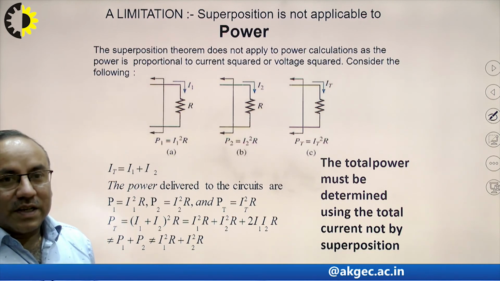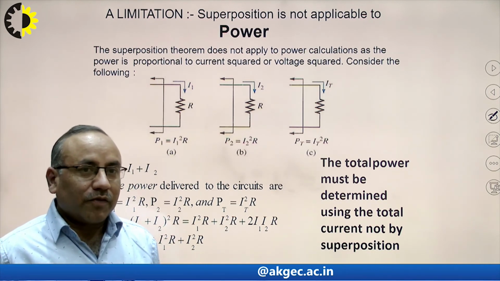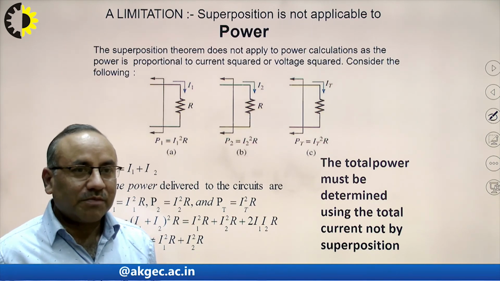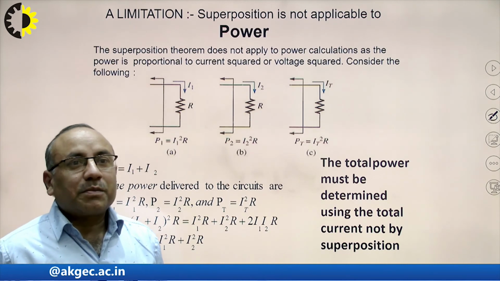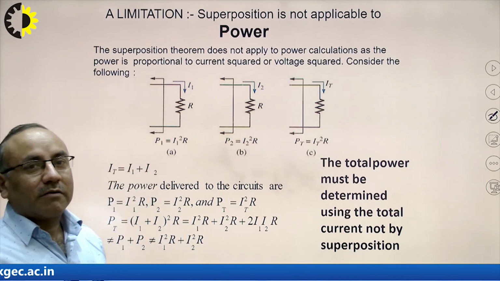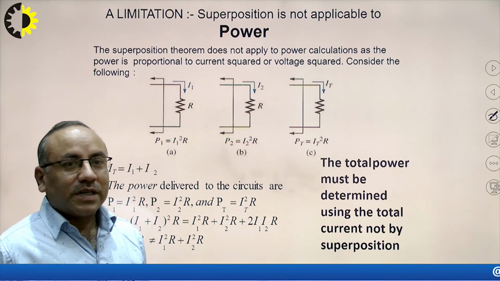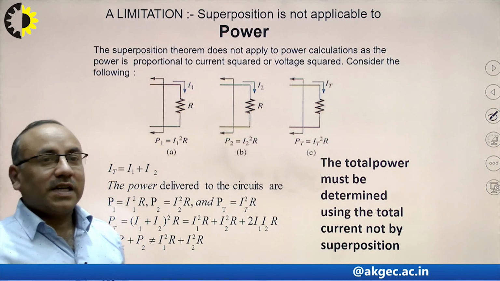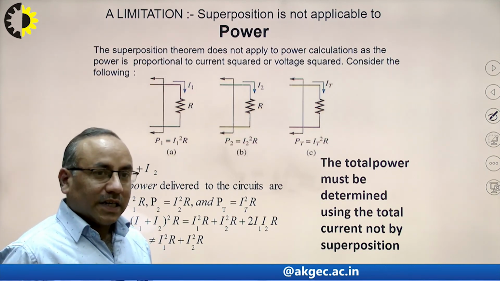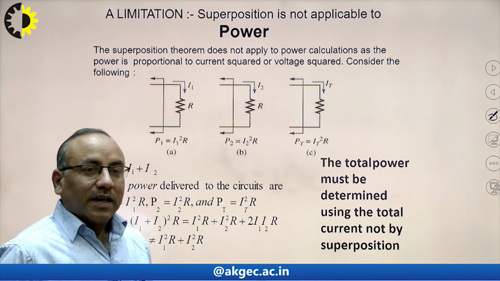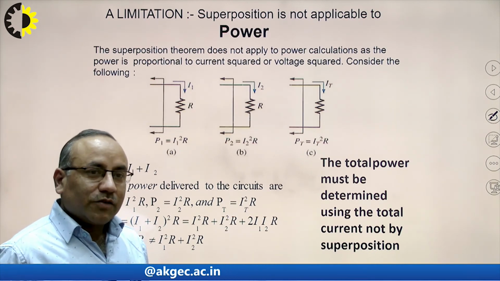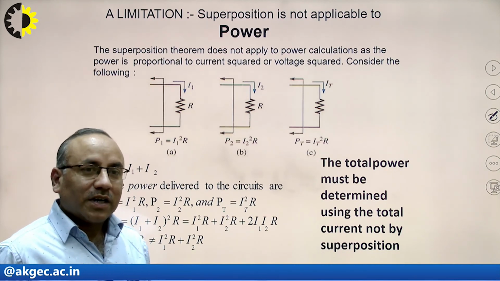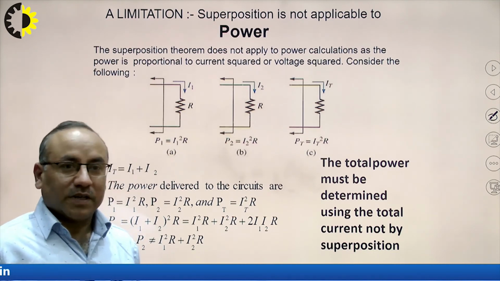So here the derivation, or the proof, is also presented for why the power cannot be found using the superposition theorem. It is written first that the superposition theorem does not apply for power calculations, as power is proportional to the square of the current or the square of the voltage. Like in this example, we can see one resistance R in the circuit, and first a current I1 passes through this resistance. So the power is I1 square into R in this resistance, suppose P1.